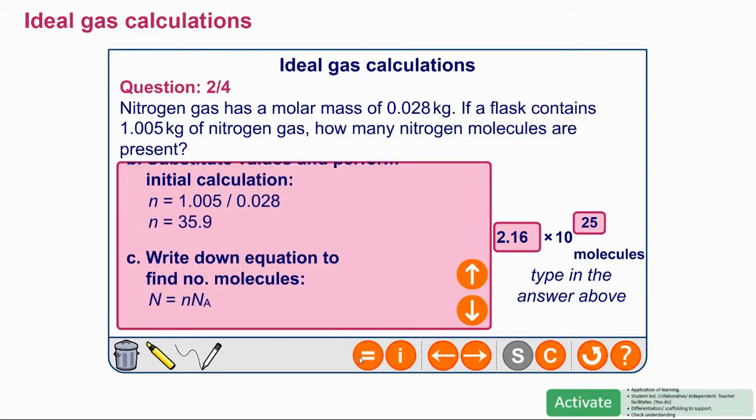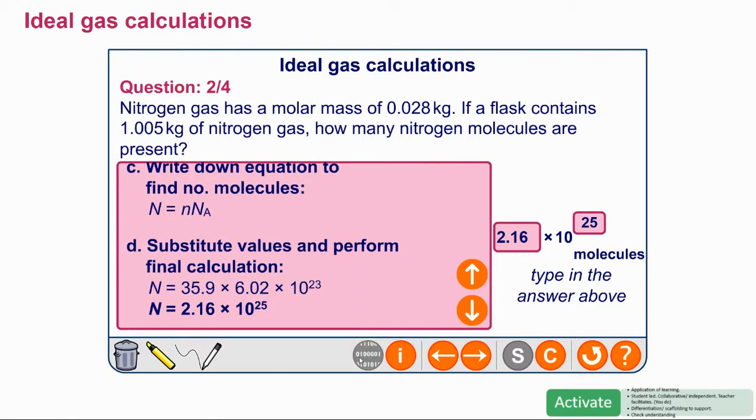Now, to find the number of individual molecules, remember each mole has Avogadro's number of particles. We just multiply by the number of moles, and there we go. And we get a really big number. That's 2 times 10 to the 25. So that makes sense because atoms are small, and we've got a kilogram of nitrogen gas. That's going to be a lot of individual atoms.